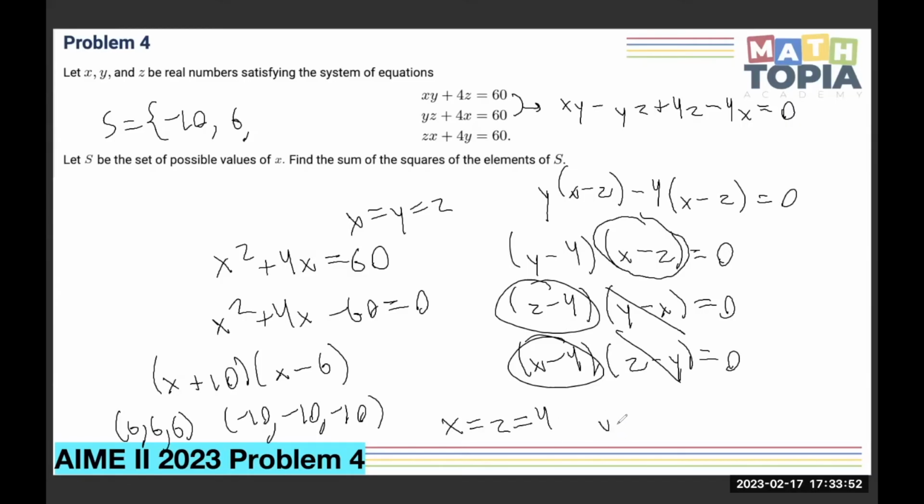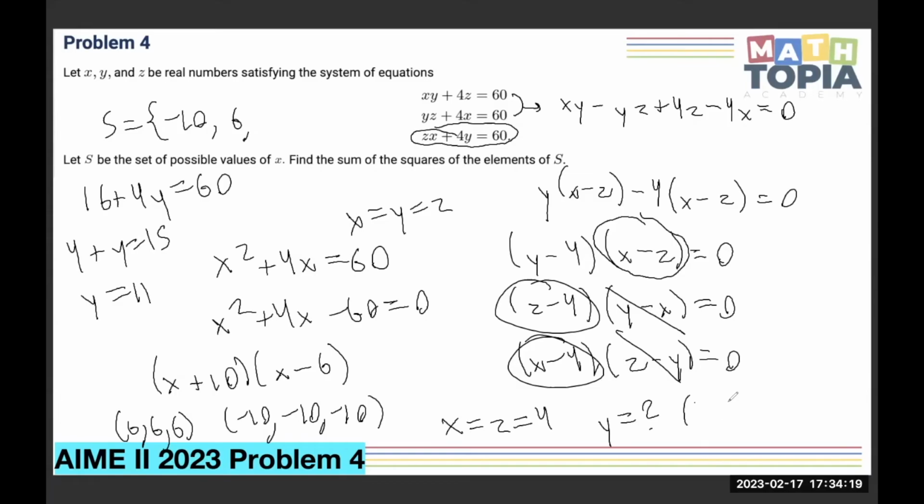What does y equal? Well, if we plug it back into this equation, let's try plugging it into this one. It doesn't really matter because in any case, we'll end up with the equation 16 plus 4 times y equals 60. And if we simplify things by dividing by 4, we get that y equals 11. So this gives us the solution of 4, 11, 4.